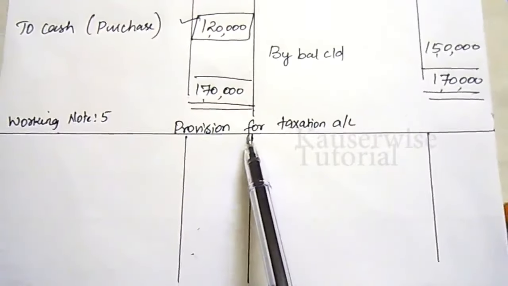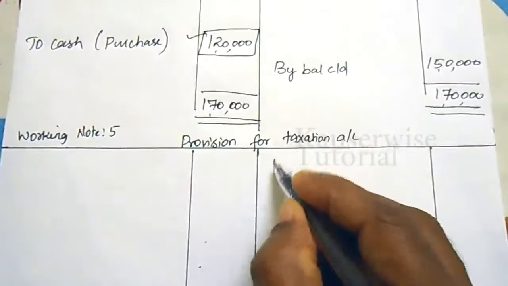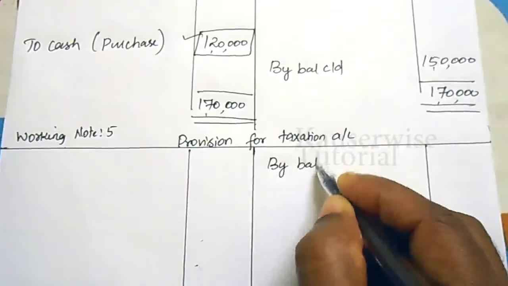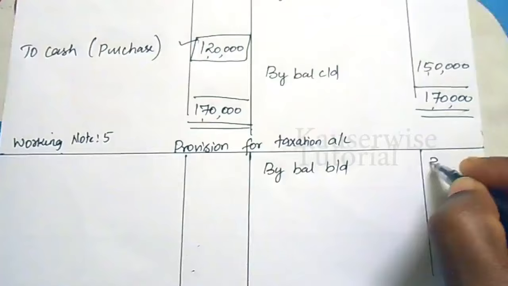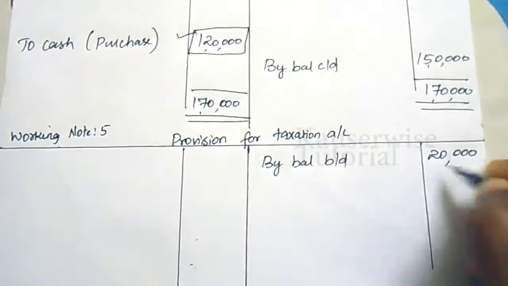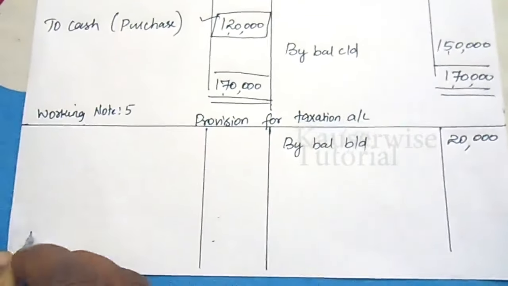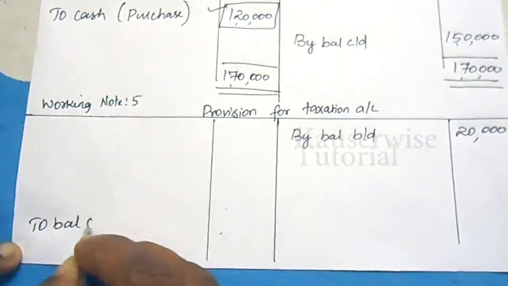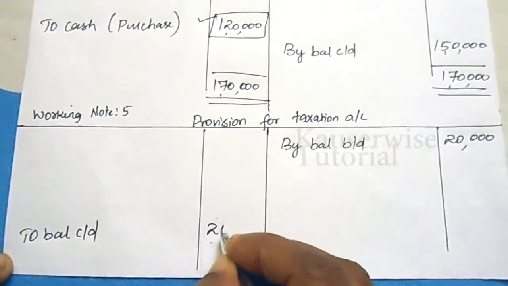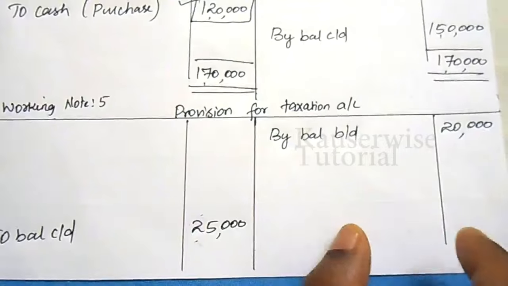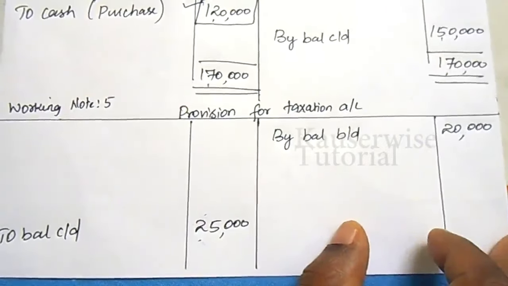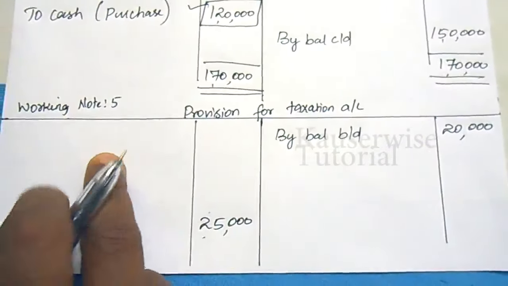So liability is always showing a credit balance. So credit side, by balance brought down. How much is the opening balance? 20,000. Closing balance, here on the opposite side, to balance carry down 25,000. How much amount was paid as tax? 15,000. Enter it on the debit side.